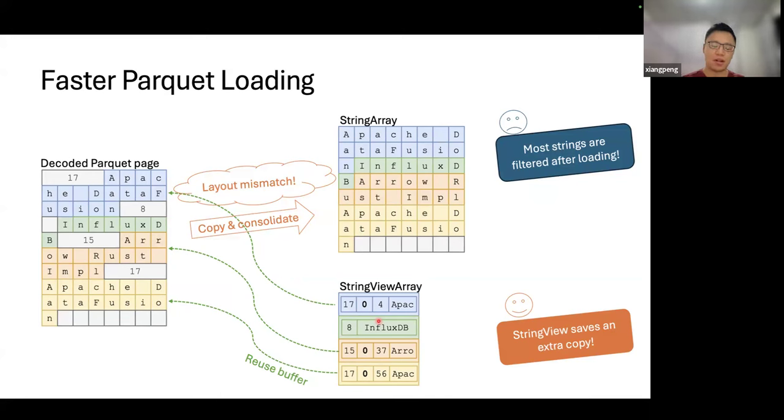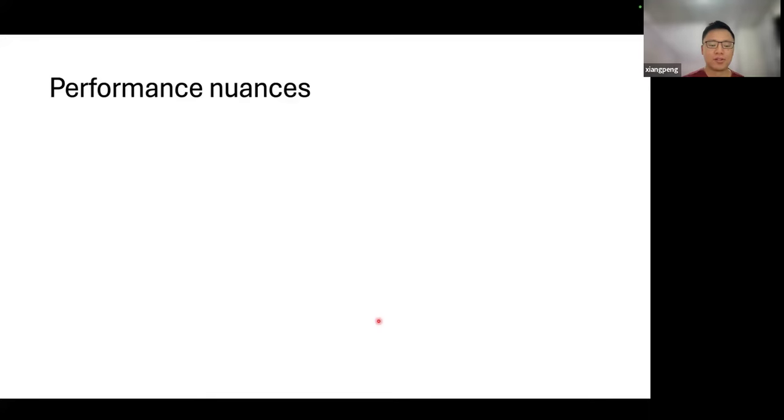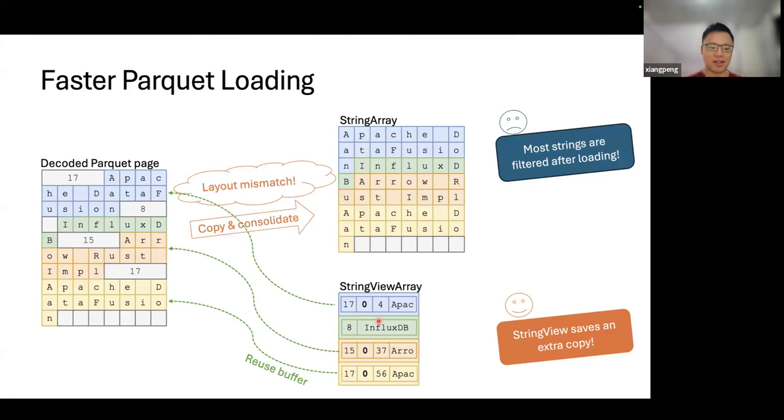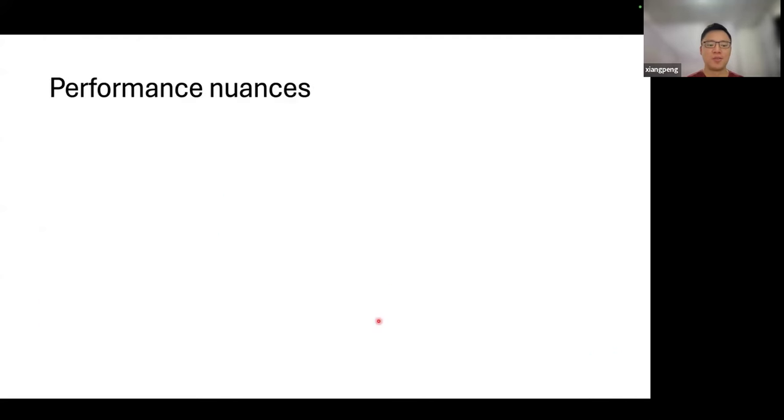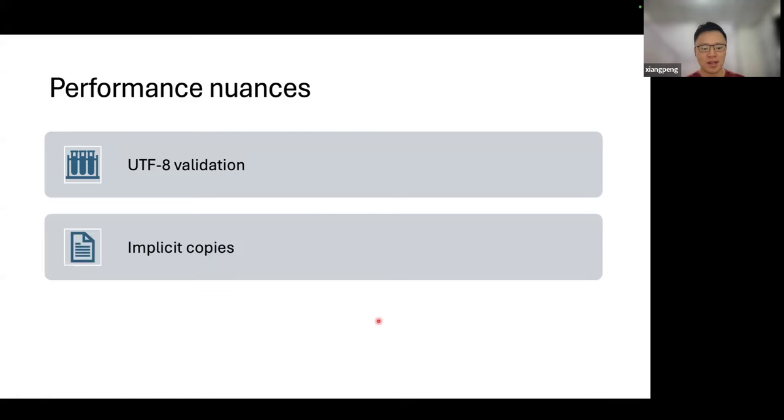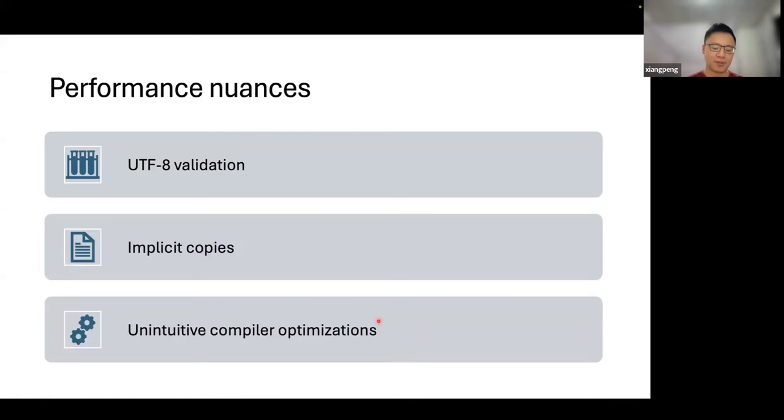And especially for large scale data where a lot of strings are involved. This is pretty simple, a very simple idea, and it works when we know every detail. But before we get to the real performance gains, we have to go through a lot of performance nuances like UTF-8 validation, implicit copies, and unintuitive compiler optimizations. I could spend the entire day talking about those optimizations, but for this presentation, we probably don't have time to cover them.